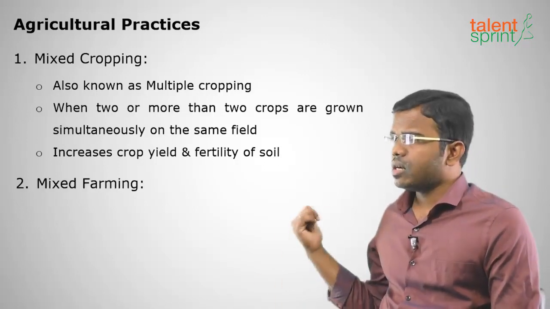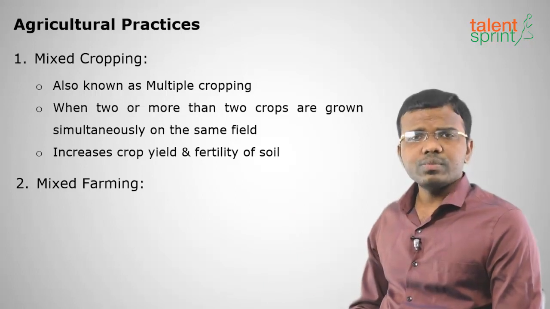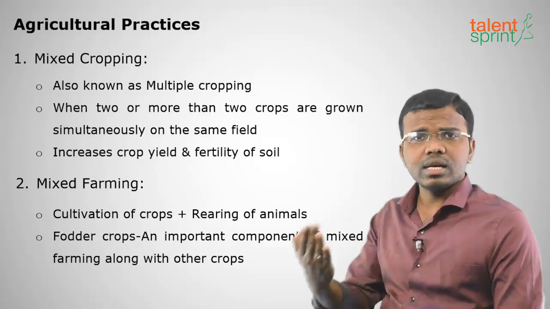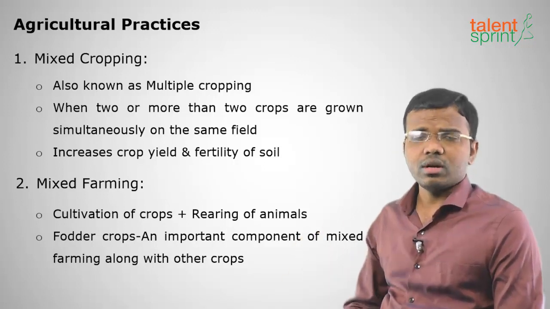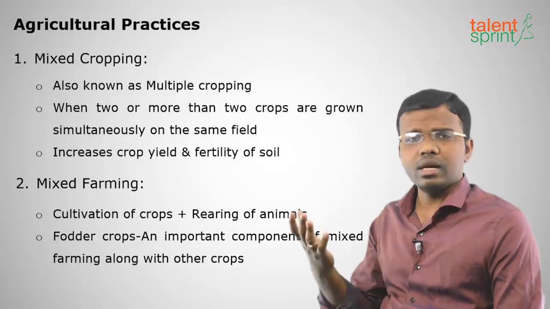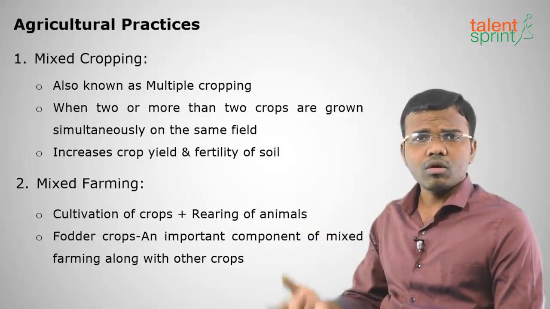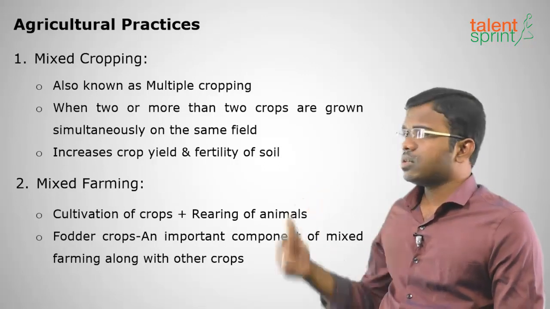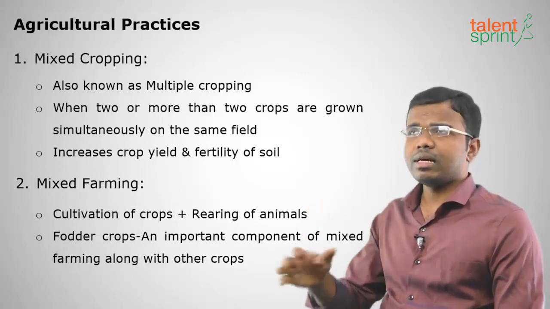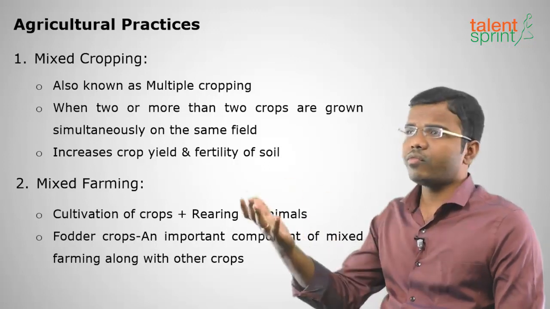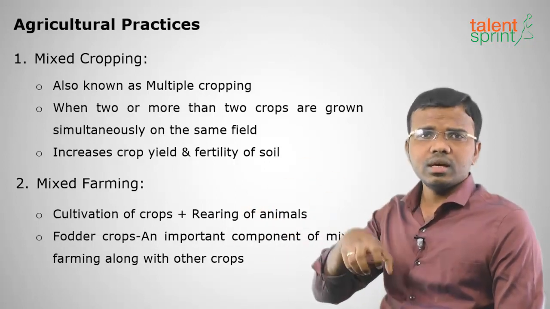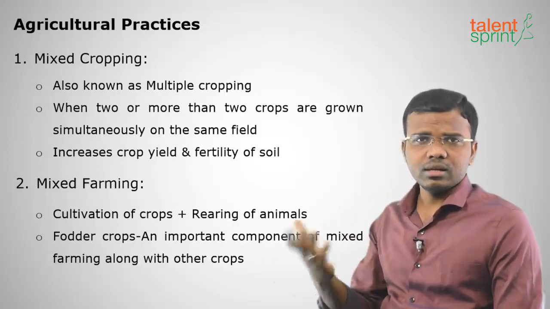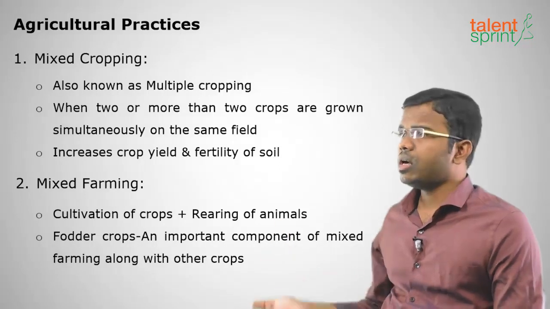And the next is mixed farming. So what is mixed farming? I have already told you. Mixed farming means it is a combination of both agriculture as well as animal husbandry or rearing of animals. It may be for milk or for their skin or for their meat, etc. Clear? So in mixed farming, they will mostly be growing fodder crops which will be used by the animals for their food, to give milk, etc. This is called mixed farming.